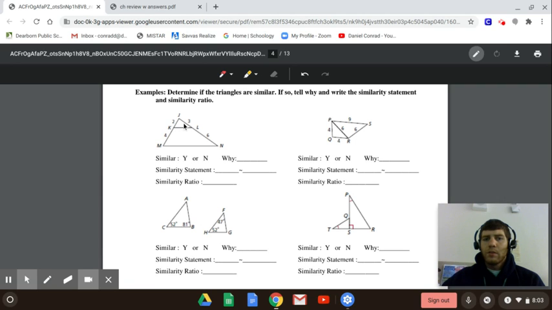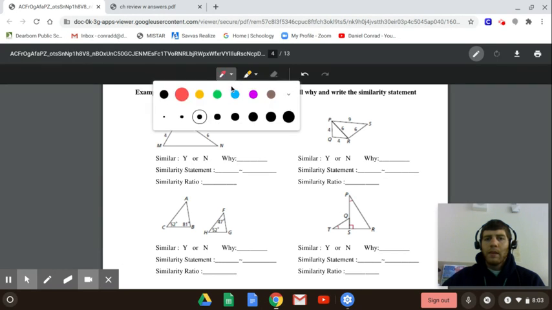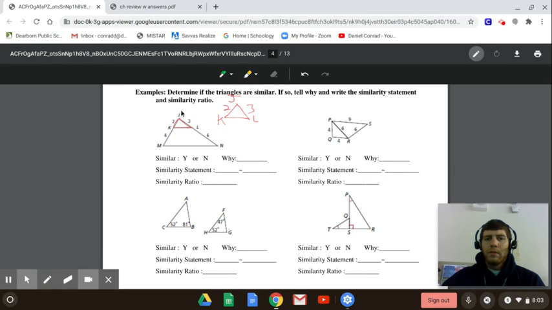So if we were to draw these triangles separately, and sometimes that's a good idea. Here's a triangle JKL. So let me draw it out here. JKL. So this is 3 here, and then JK is 2. And then if we draw out the big one in green, that's going to be JMN.